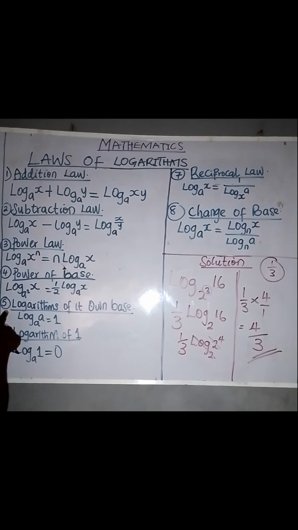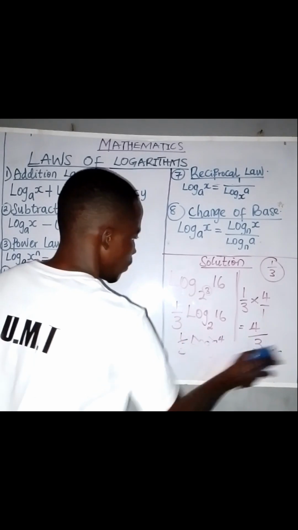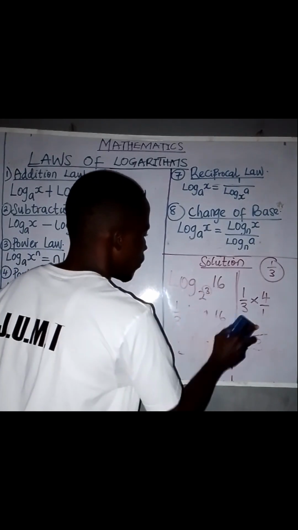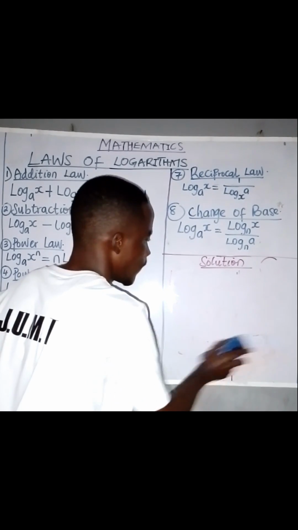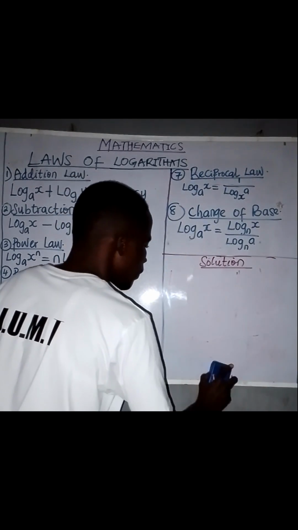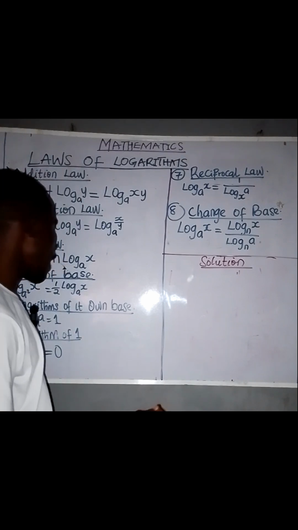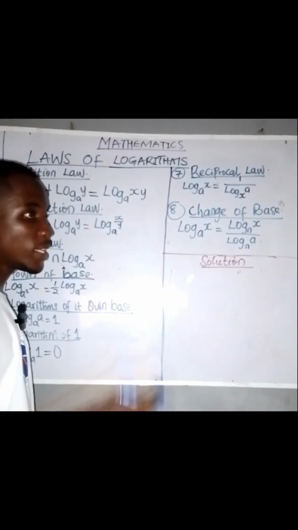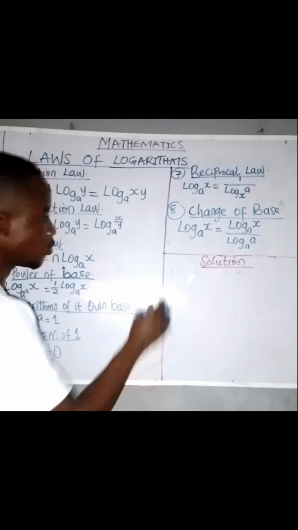So move to the next law. We have logarithm of its own base. Okay, now what is logarithm of its own base? The example they gave us: log a a is equal to 1. Now this simply means anytime you have a logarithm and the base and the number are the same, it is equal to 1.